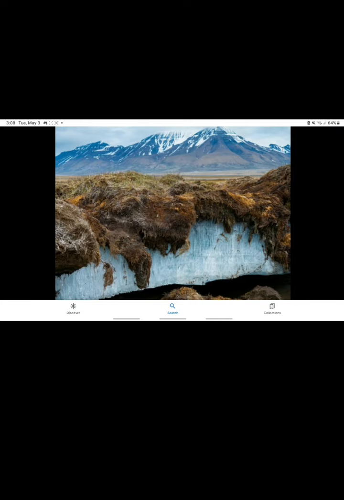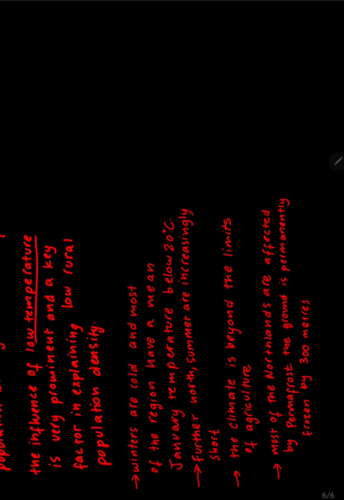As you can see, this is what permafrost looks like. This is just a picture I got from the internet. I'm not sure how deep this is, but imagine that this is 300 meters deep, and that is what it will look like in the Northlands of Canada. Now, as we know, ice melts, and since permafrost is a sort of ice, I'm going to continue writing that in the summer when the permafrost melts, the landscape becomes marshy and waterlogged.